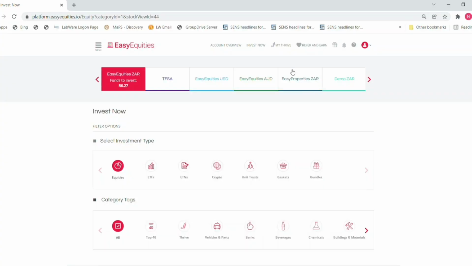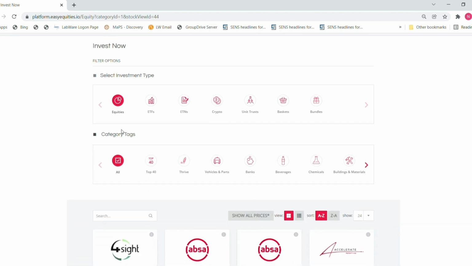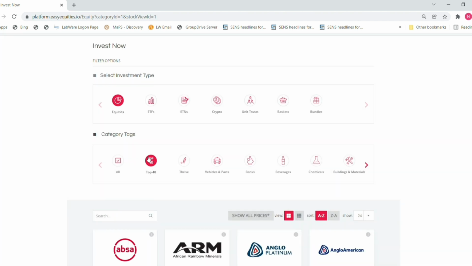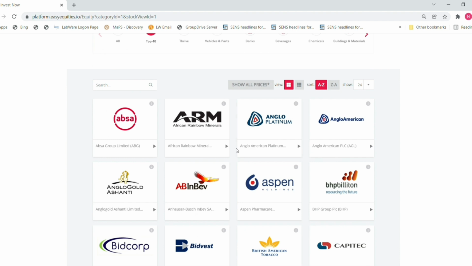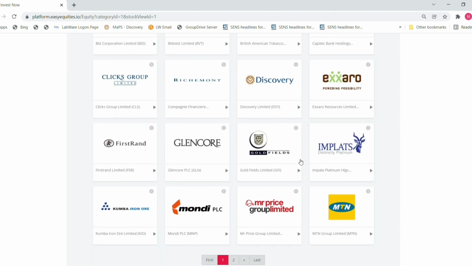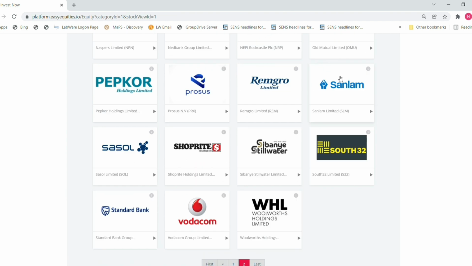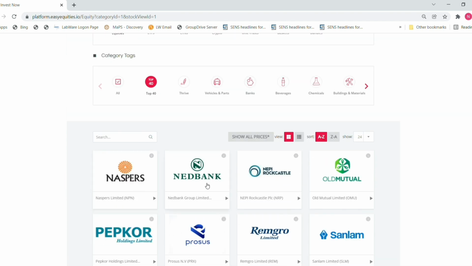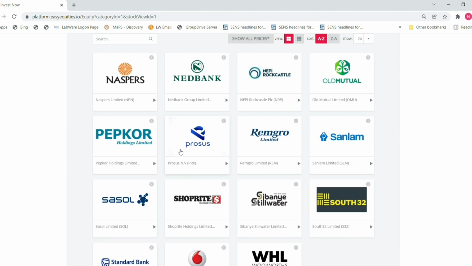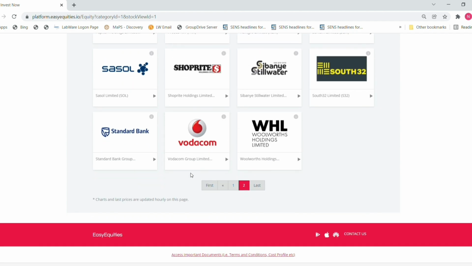I have just logged into my Easy Equities account and I'm going to show you the top 40 shares. So in my Easy Equities ZAR, I leave the investment type as equities, category tags, I change it to top 40. And these are all the top 40 companies. So you can see APSA, African Rainbow Minerals, Anglo Platinum, Anglo American. All of these are the top 40. MTN, Mr. Price, Kumba Iron Ore, Implats, Naspers, Nedbank, Old Mutual, PEP, Sanlam, ShopRite, Vodacom, etc.